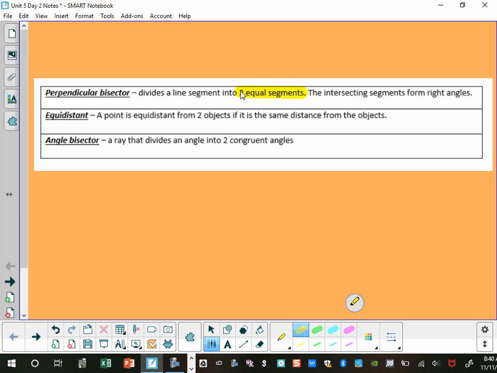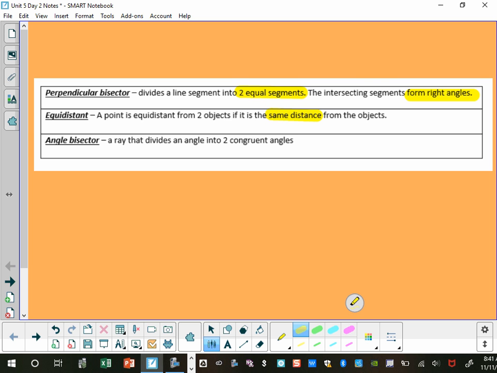The intersecting segments form right angles. You need to know that. We know because perpendicular means the intersection forms a right angle. Equidistant: a point is equidistant from two objects if it is the same distance from the objects. That word to me just makes sense because it is equidistant. It kind of sounds like equal distance.